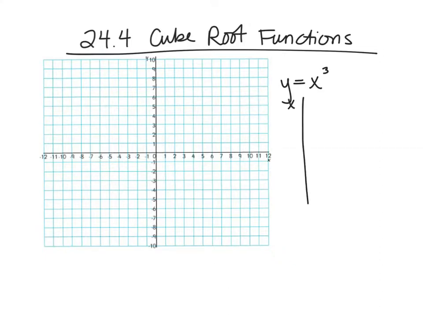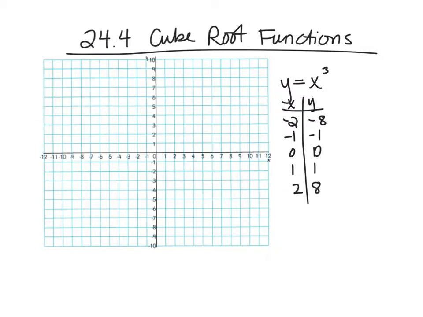So in y equals x to the third, my x and y values: negative 2 to the third power, that means negative 2 times negative 2 times negative 2 gives me negative 8. Negative 1 to the third power gives me negative 1. 0 gives me 0. 1 and 1, 2 and 8.